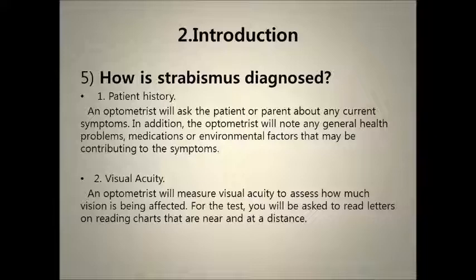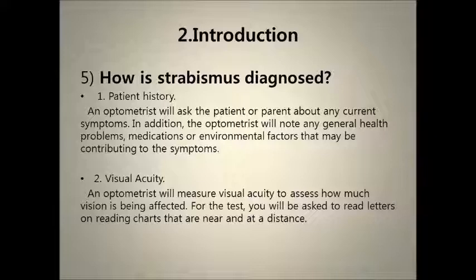An optometrist will measure visual acuity to assess how much vision is being affected. For the test, you will be asked to read letters or reading charts that are near and at a distance. Visual acuity is written as a fraction, such as 20/40. The top number is the standard distance at which testing is done.